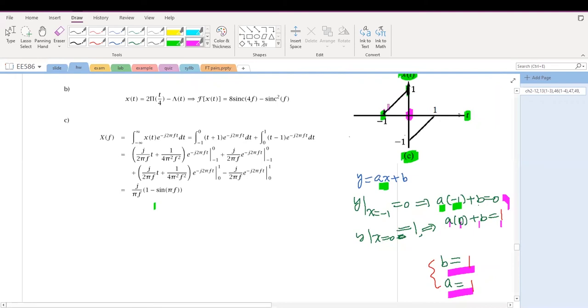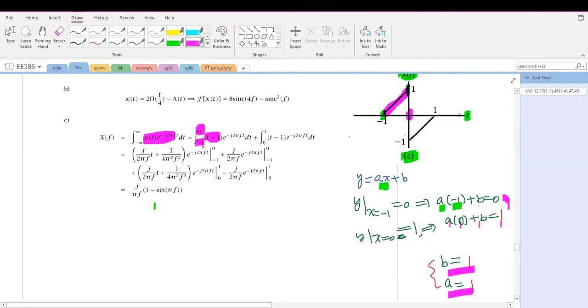So what is this waveform? This waveform is t plus 1, at t from -1 to 0. And this is a definition of Fourier transform. So this question is to practice the basic definition of Fourier transform.